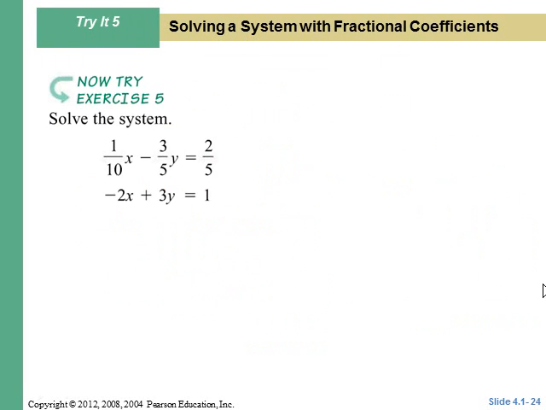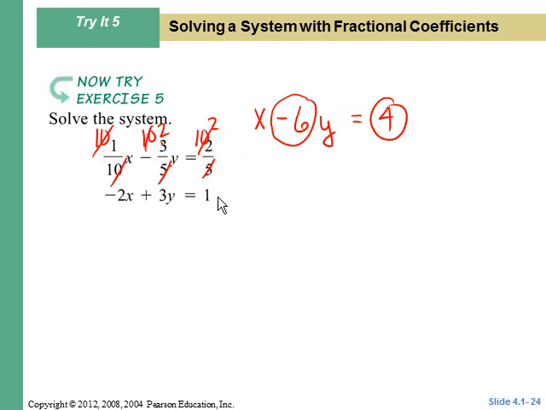Okay, let's try this one. Common denominator is 10, so multiply the first equation by 10. A tenth of 10 is 1. 3/5 of 10 is 6. And 2/5 of 10 is 4. The other way you could do it is simplify. This divided by this is 2. This divided by this is 2. 2 times 3 is 6. 2 times 2 is 4. So that's the other way you can do it.